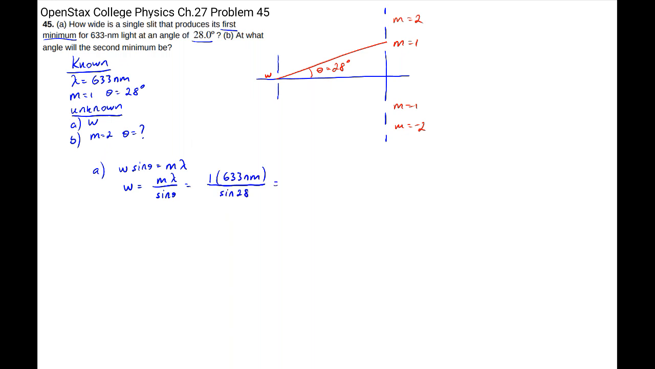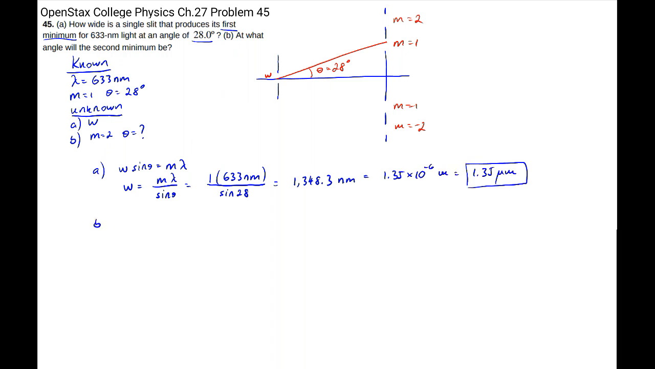And when we plug in the numbers, we end up with a large W here. That is 1300 some nanometers, but I can convert this to micrometers and just have 1.35 times 10 to the negative 6 meters, or 1.35 micrometers. So this is the answer for the first part.